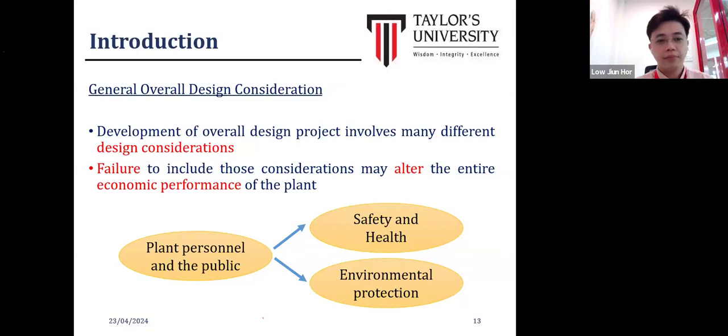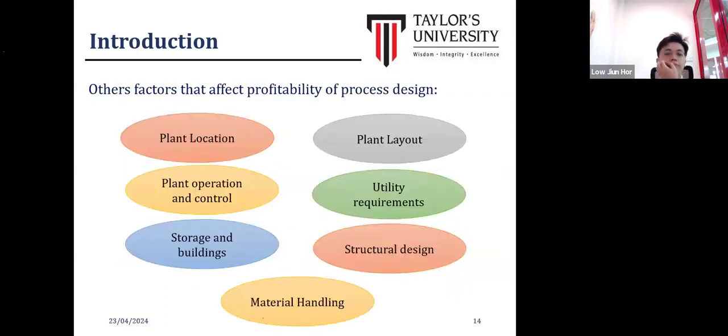Okay, so now, besides the factors that I explained just now that can influence the profit or the economic performance, some of the other considerations that we apply in our chemical plant design can also determine and influence the economic performance of our chemical plant. For example, the plant location, where you are going to construct your chemical plant.